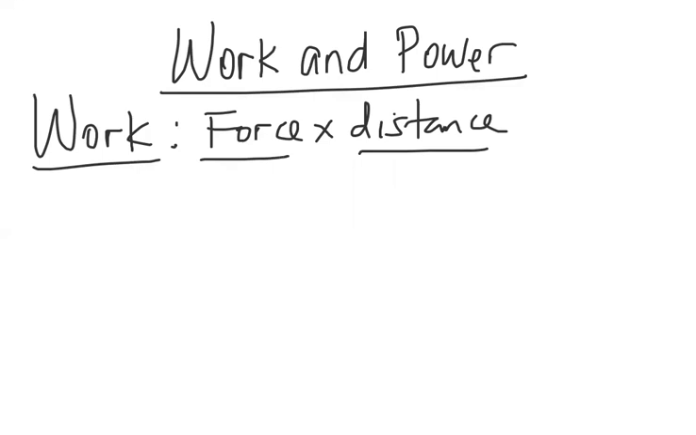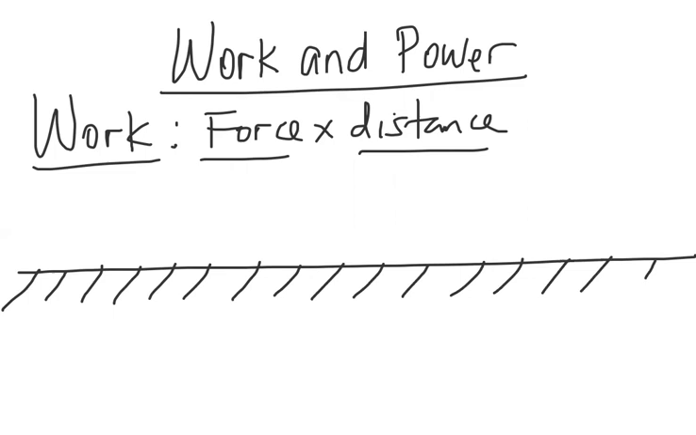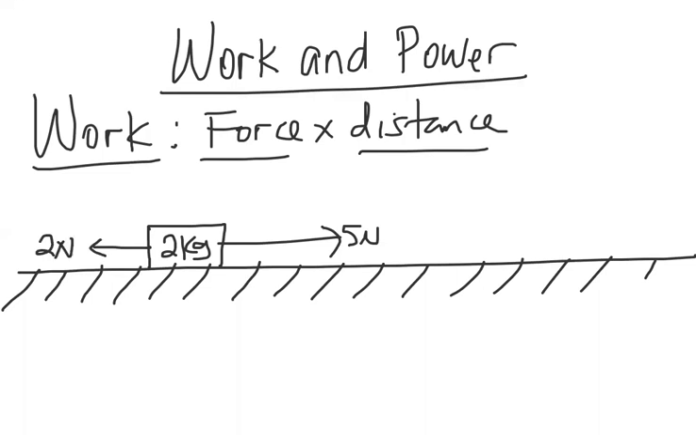Okay, so I'm going to use the following example. We have a surface and we have a crate. There is a crate here of mass 2 kilograms. There are forces acting on the crate. There is a 5 Newton force, and there is a 2 Newton force acting in the opposite direction. There is gravitational pull pulling downward. This is Fg.